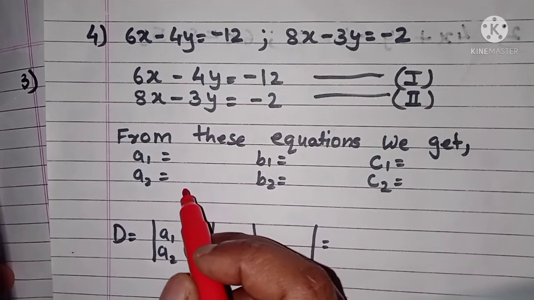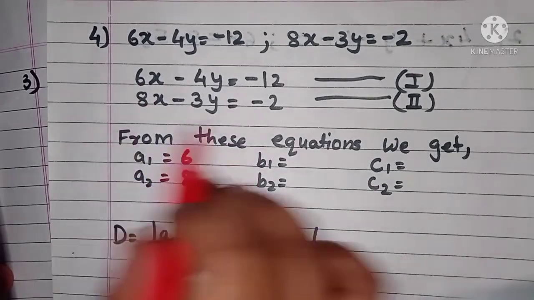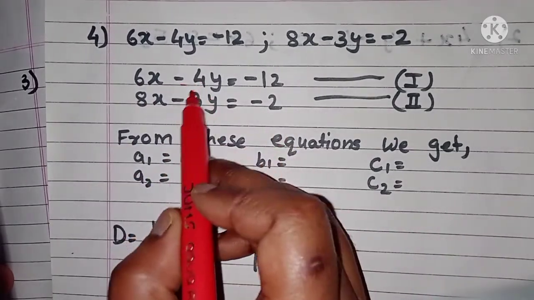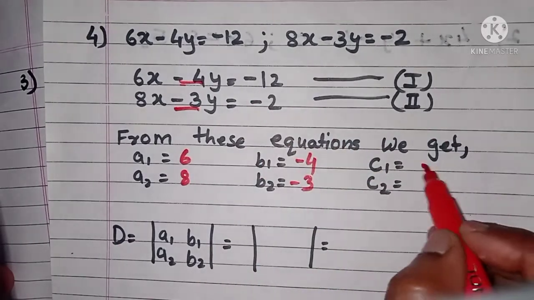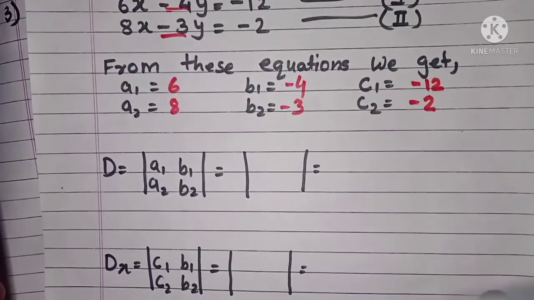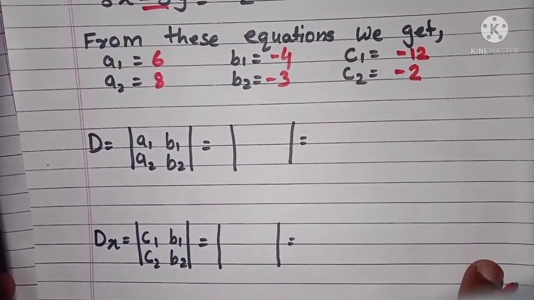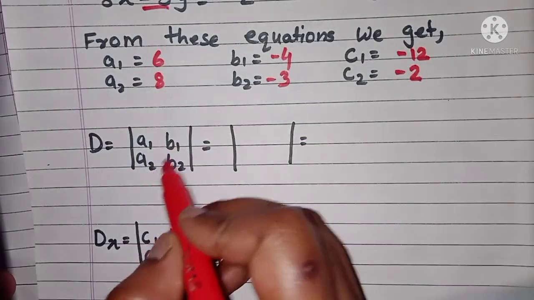Okay, we will write all the values, that is 6, 8. If you write the equation properly, you will not have any problem. Here -4, -3. Here you got -12, -2. In this you will get some difficulty due to the minus sign. So be careful with this part. Okay, 6, 8, A1, A2, B1, B2.